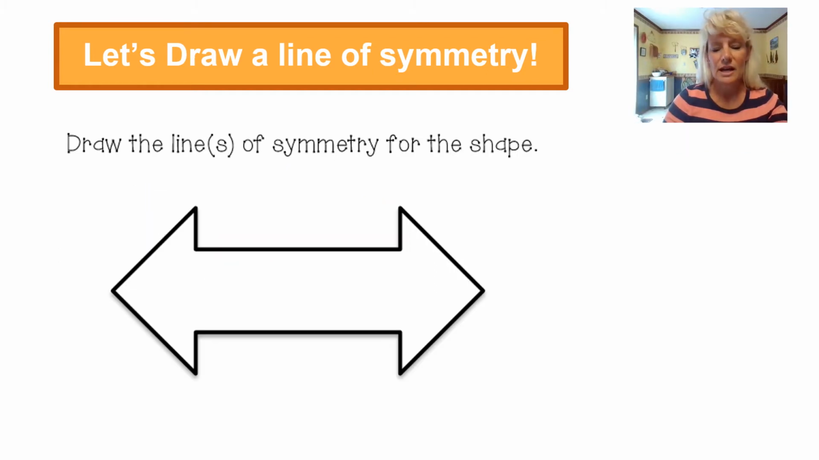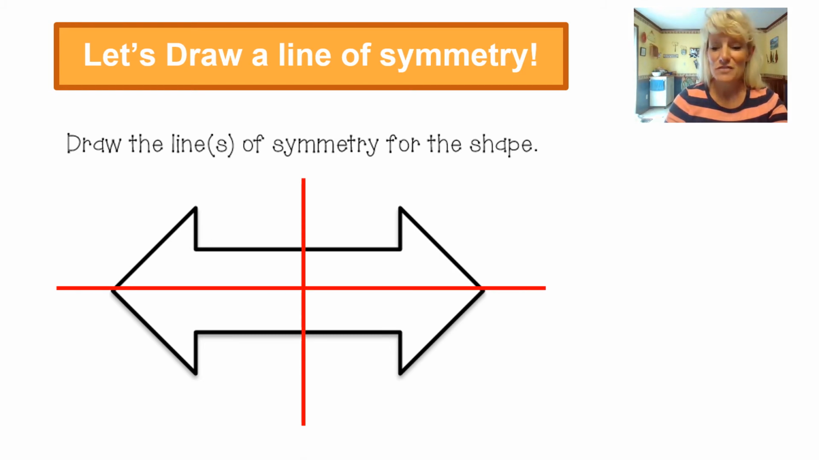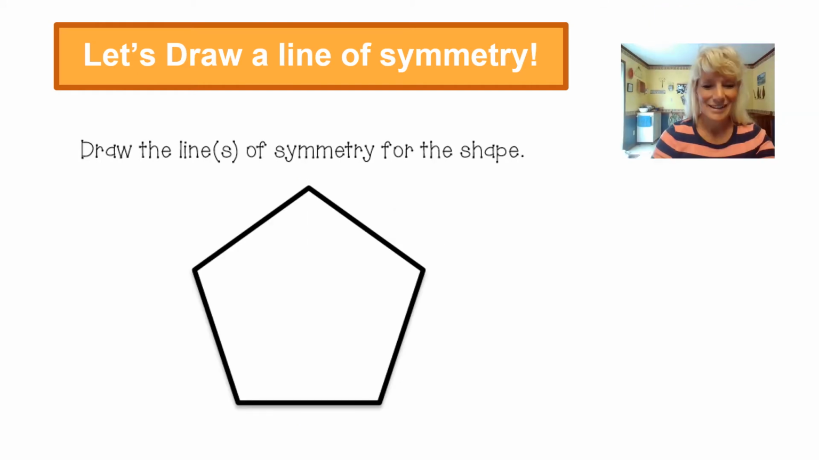Here's another one. Draw the lines of symmetry. So what are you thinking? Pause for a moment and think about where you might put the lines of symmetry and see if we match. All right, did you think of right there? And did you think of right there? All right, how about a pentagon? It has 5 sides, so where do you think you could find some symmetry there?